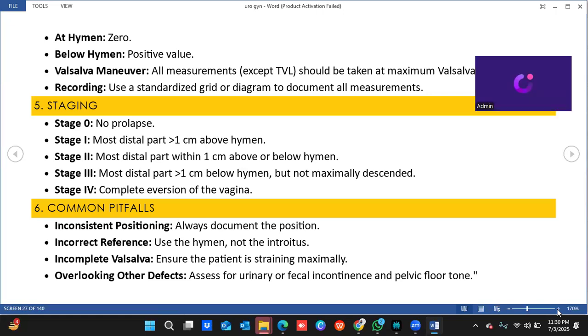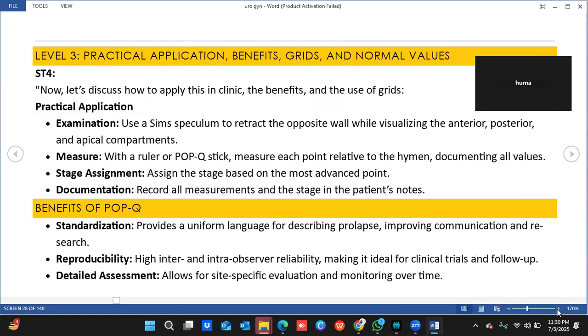Yes. Okay, there are common pitfalls during the measurement, which could be the inconsistent position of the patient, so we have to document the position of the patient. Incorrect reference: so we always use the hymen, not the introitus. And if the hymen is not visible, like in a multiparous patient, we take the external urethral meatus as the reference point. Incomplete Valsalva maneuver: ensure the patient is straining maximally. And overlooking other defects: assess for urinary or fecal incontinence and pelvic floor tone. Right.